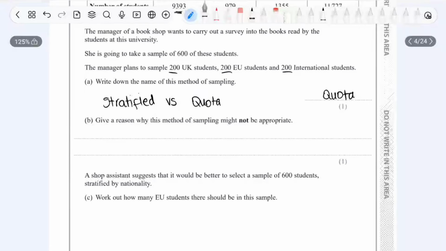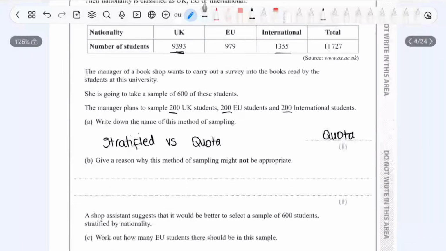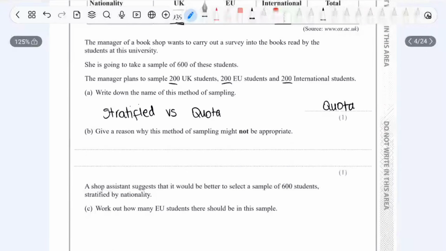Now, give a reason why this method might not be appropriate. Well, just like I said, if you're in the UK and there's only 200 of you being selected out of all of your fellow students, and you see that 200 are also being selected out of EU or international, you're going to be quite annoyed if you wanted to go to the bookshop, because you've got less chance of being in, and therefore it's not representative.